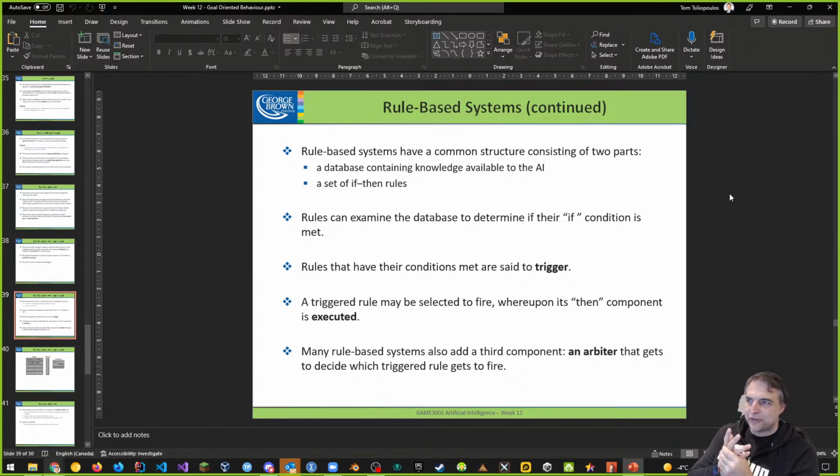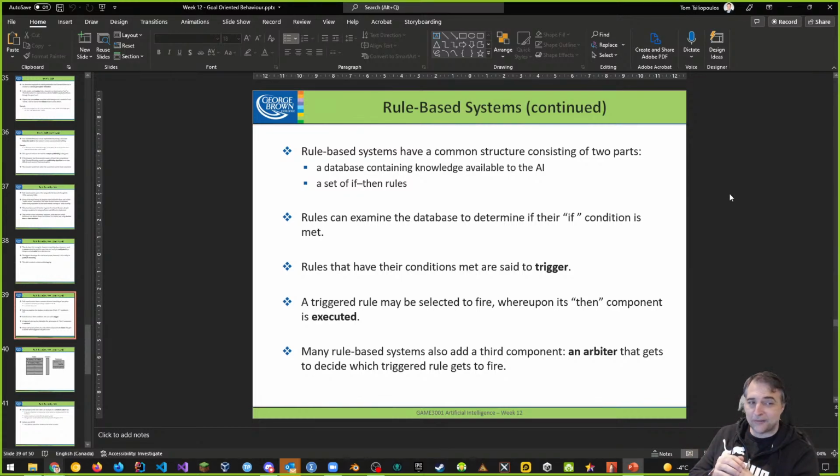Rule-based systems have a common structure. It doesn't matter which one we're talking about, whether one you create homegrown or one that's already out there. They have two parts. One is a database containing knowledge available to the AI. The stuff that's kept in the database is called datum. We'll come back to that in a second. And then a set of if-then rules.